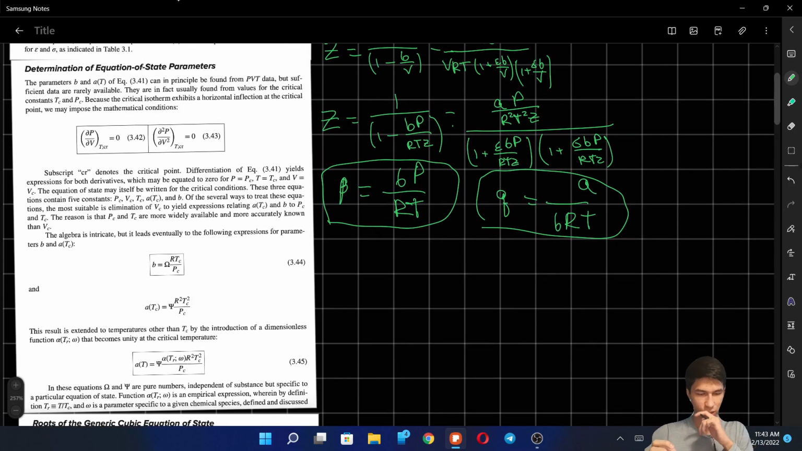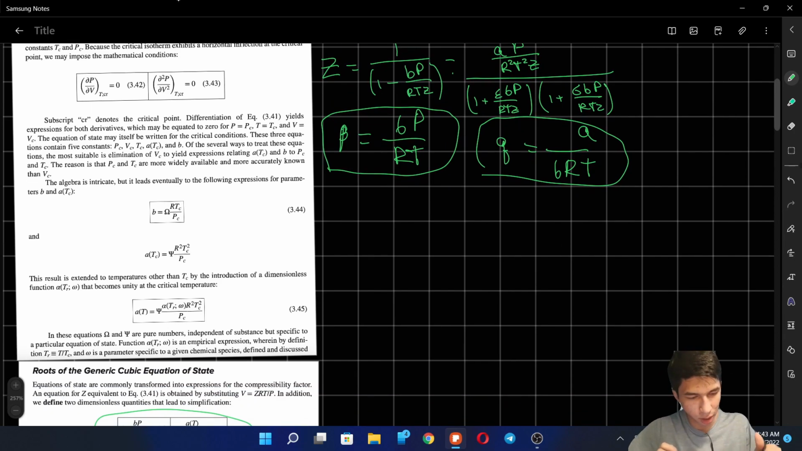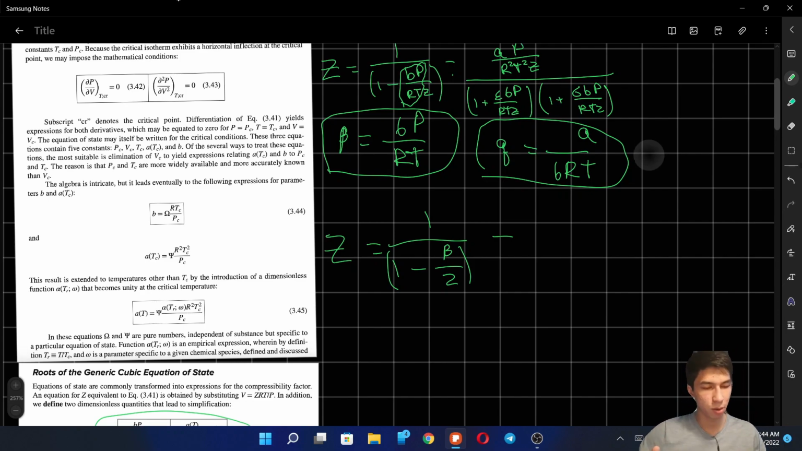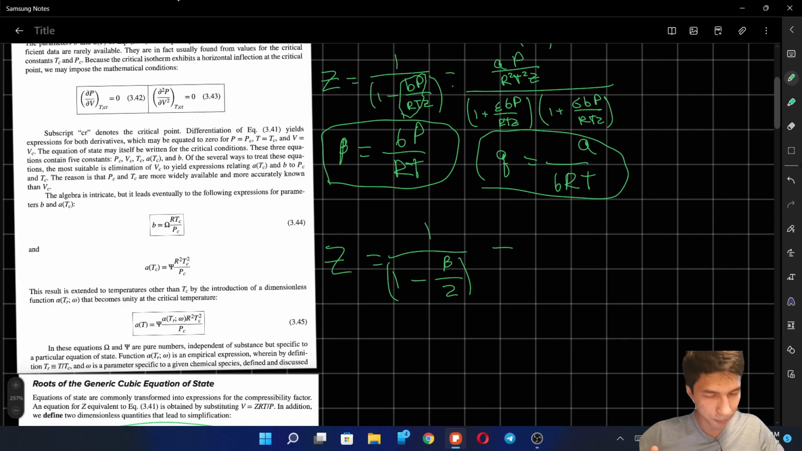Okay, so here, if we look here, we have bp over rt, so we can change it as 1 over 1 minus beta over z, right? And here we also have bp over rt, and we also have it here.